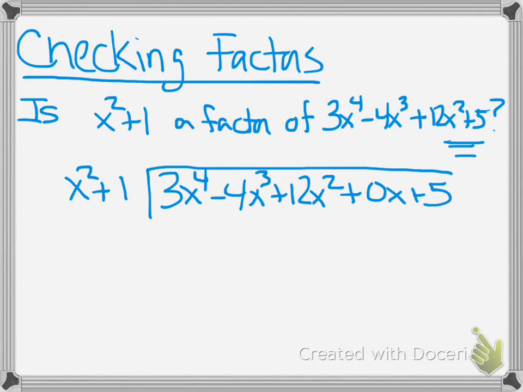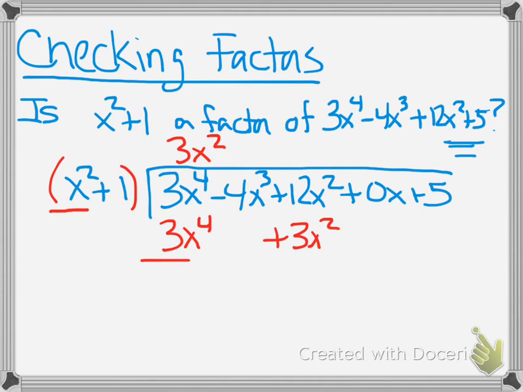So again, we worry strictly about the first term of what we're dividing by. So how many times does x squared go into 3x to the fourth? Well, that's 3x squared. And again, we're going to distribute this. So we get 3x to the fourth plus 3x squared. And again, we're subtracting. So notice there's 0x cubed here. So negative 4 minus 0 would be negative 4x cubed. 12x squared minus 3x squared is plus 9x squared.